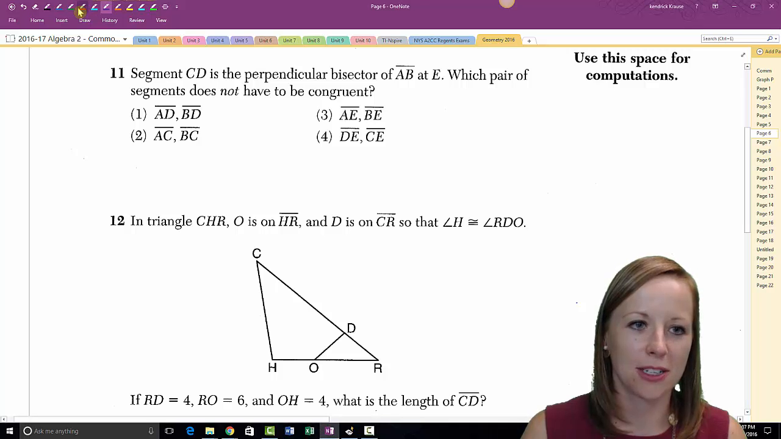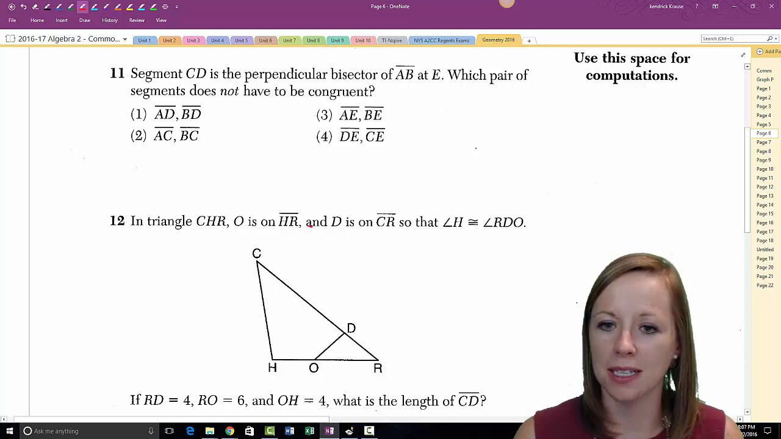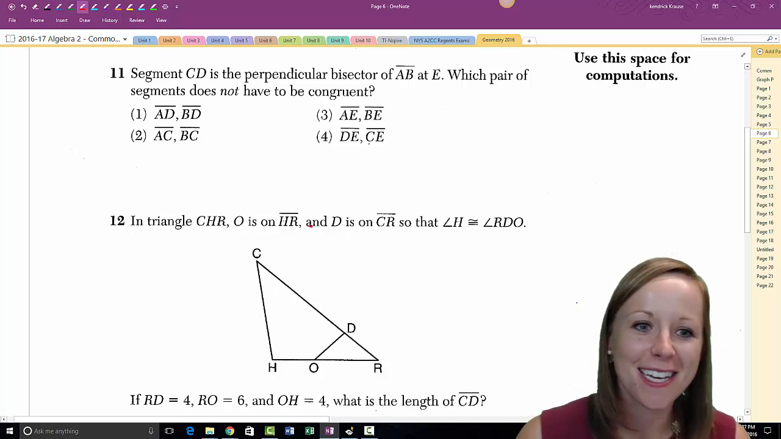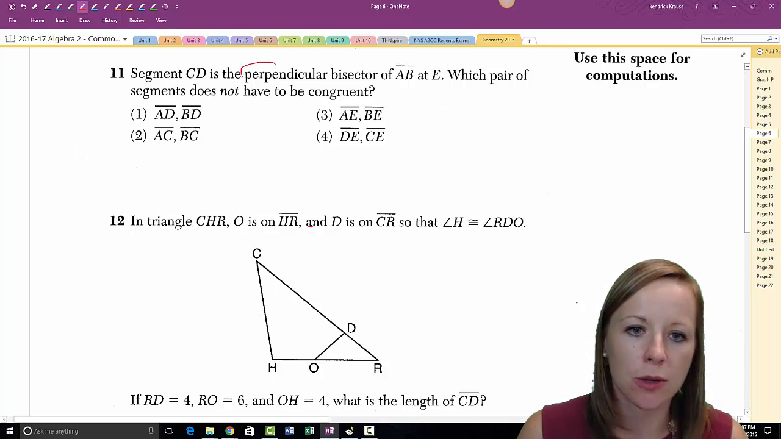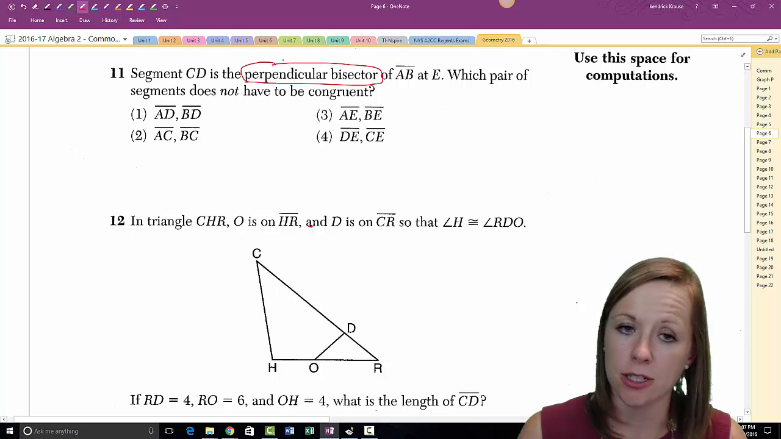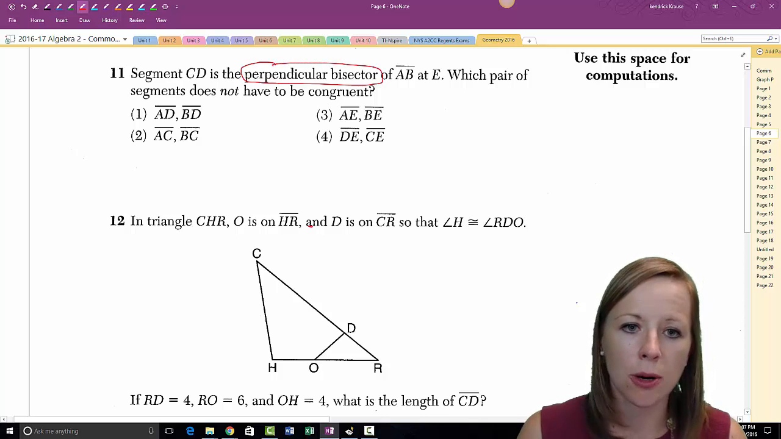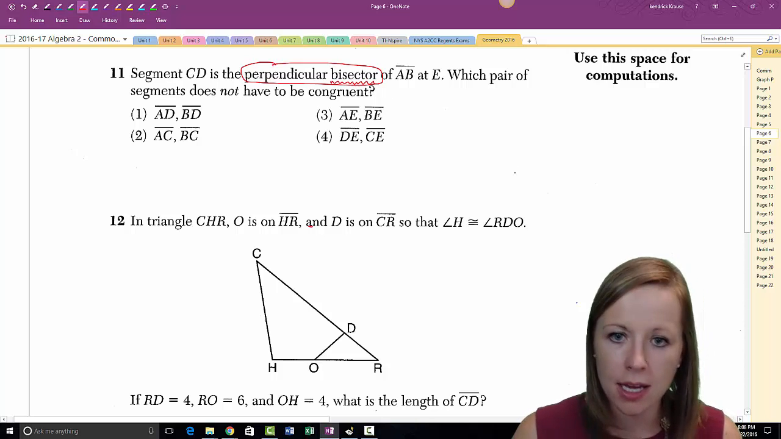All right, so I'm going to try this again. I tried to do something fancy in number 11, and then I messed it up, guys. So I'm trying again. Segment CD is the perpendicular bisector. Those words should make you happy. You know a lot of things about perpendicular bisectors, or at least you should. You know perpendicular means forms right angles, and you know that bisector means cuts into 2 equal pieces, okay?